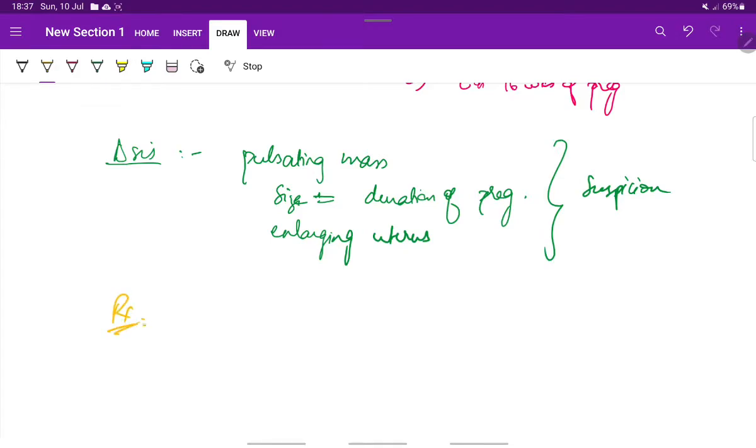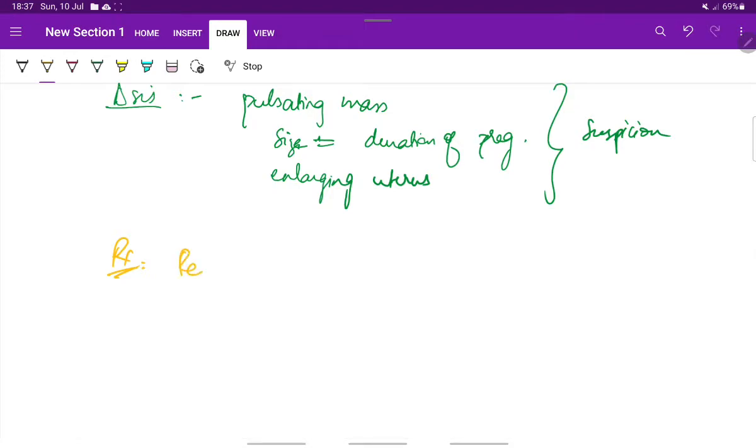The treatment for this is nothing but removing the rudimentary horn of the uterus where the fertilized embryo has implanted, and if possible conserving the body of the uterus. So this is the diagnosis, features and treatment of pregnancy in a rudimentary uterine horn.